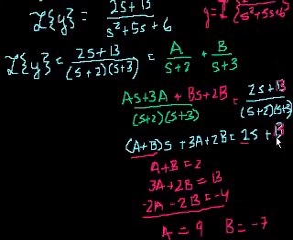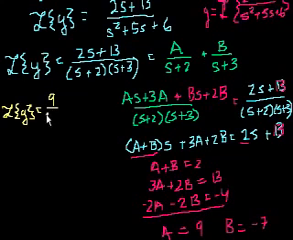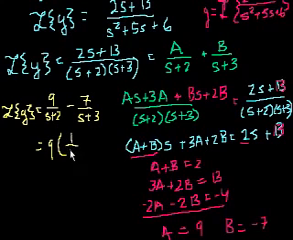And we have done some serious simplification, because now we can rewrite this whole expression as the Laplace transform of y is equal to a over s plus 2, which is 9 over s plus 2 minus 7 over s plus 3. Or another way of writing it, we could write it as equal to 9 times 1 over s plus 2 minus 7 times 1 over s plus 3.